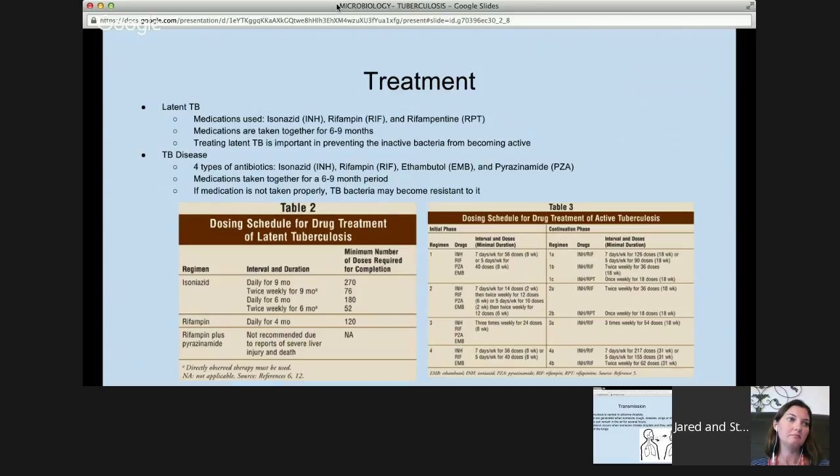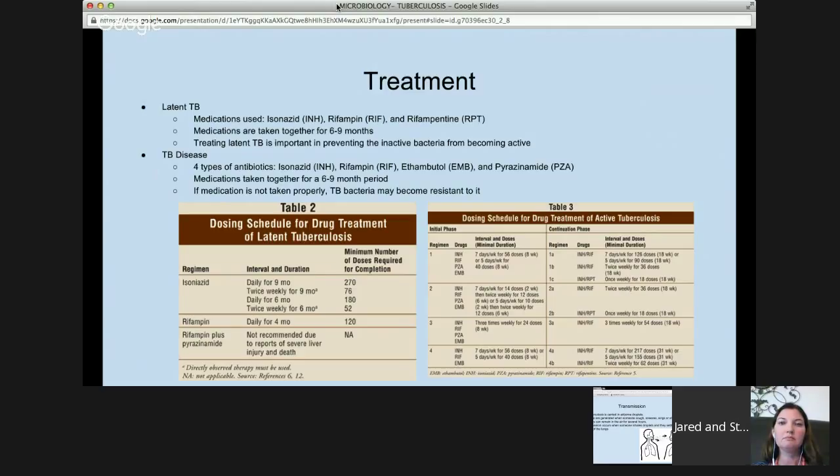The treatment of latent TB is important in preventing the inactive bacteria from becoming active. There are 3 main medications taken, including INH, RIF, and RPT. These 3 are taken together for a period of time ranging from 6 to 9 months. A general medication procedure is shown in Table 2.